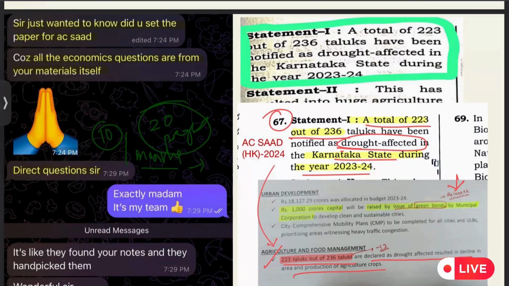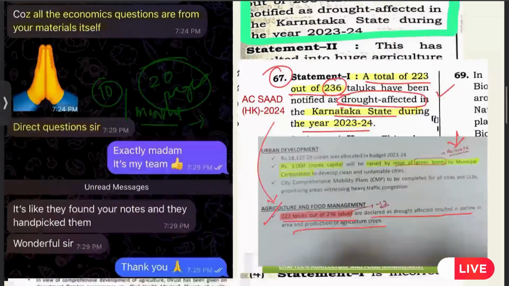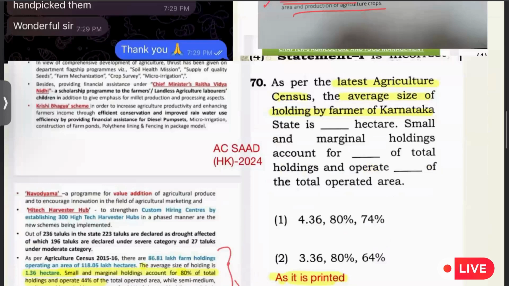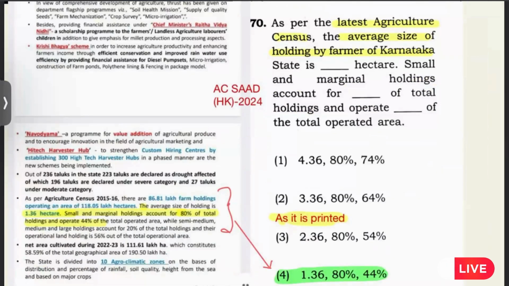So, resultant decline in area and production of agriculture crops. This is how the statements have been written, and the same statements mention the number of taluks and how much. If you know this data, you could have answered. Another one, most importantly, you will laugh at this question. See, in the same line itself, they have printed it.